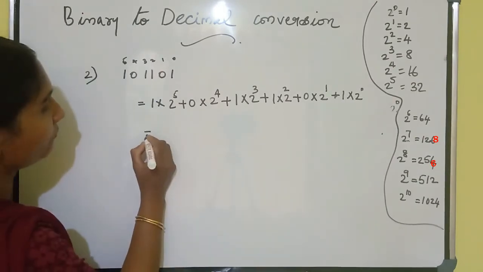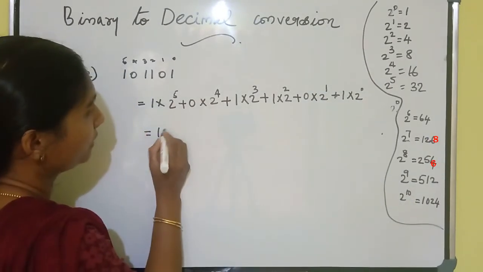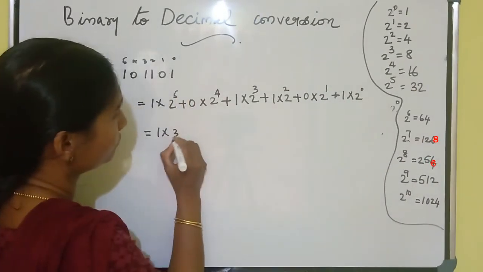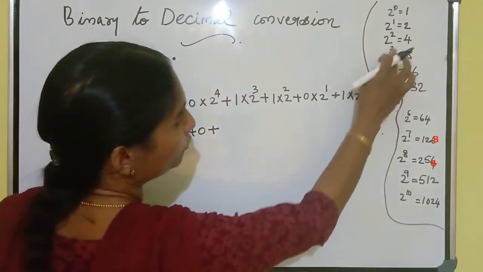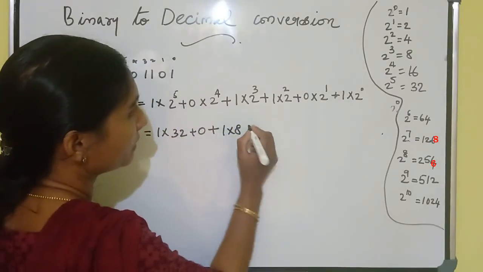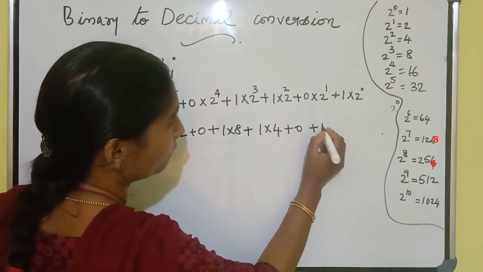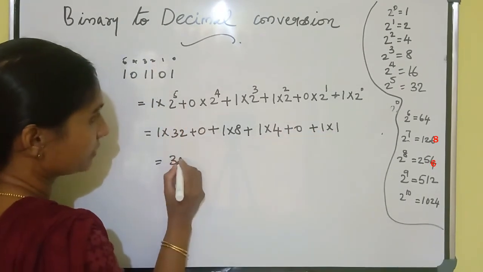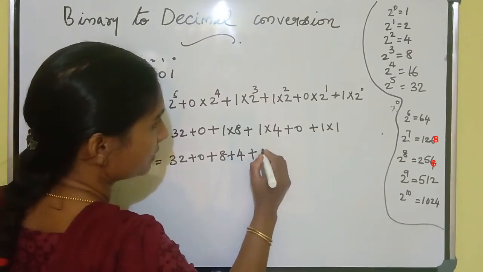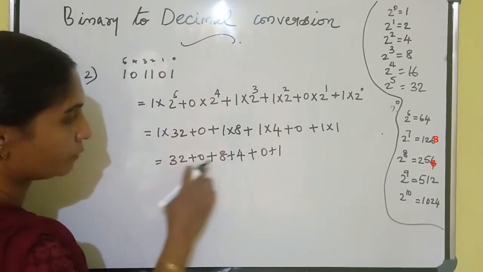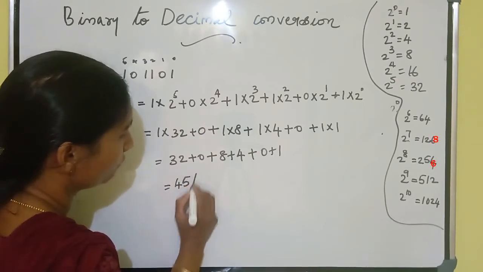After that we can easily find out the values of powers of 2 from this table. See, 1 into 2 raised to 5 you will get 32, plus 0 into 2 raised to 4 is equal to 0. Then 1 into 2 cube is equal to 8, 1 into 8, plus 1 into 4, plus 0, plus 1 into 1. Then you will get 32 plus 0 plus 8 plus 4 plus 0 plus 1. You will get 32 plus 8 is equal to 40, 44, 45. That means the final answer is 45.